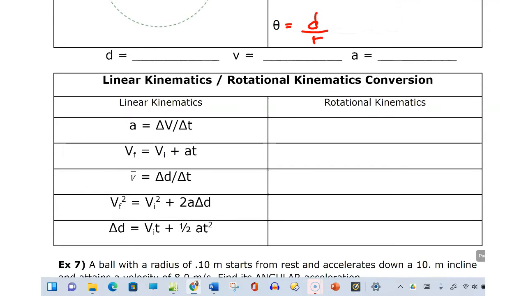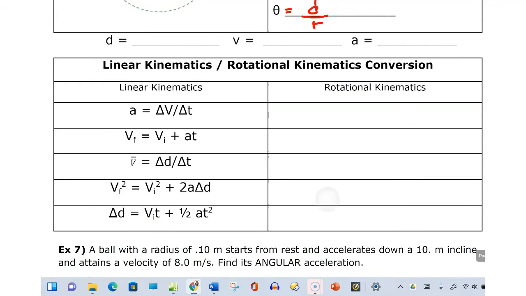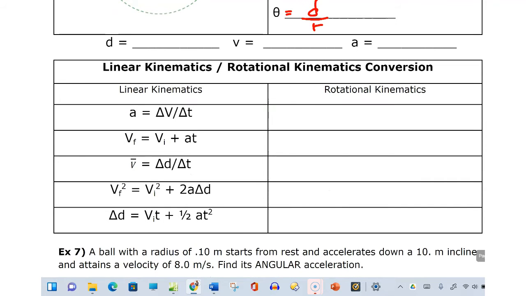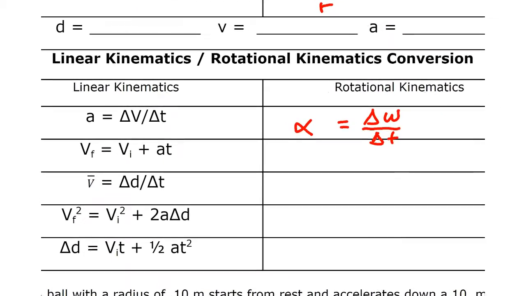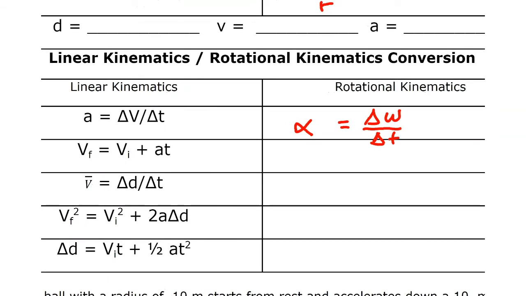Now, we have linear kinematics equations. You should recognize all of these, but they have what's called rotational analogs. How do you find the rotational acceleration? Well, it's the change in rotational velocity divided by the change in time. This is called the analog. If you look at the equation on the left, the linear equation you're used to, it looks like the equation on the right, but this applies to rotation. We can also find the linear analog of this.